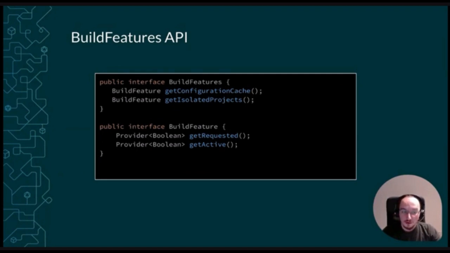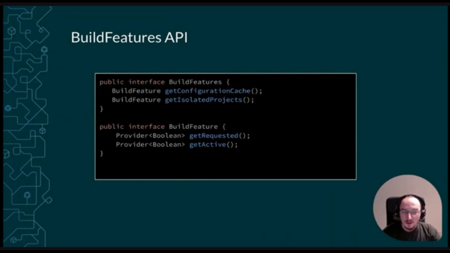So far, we only support providing the status of the configuration cache and isolated projects, but more can be added in the coming versions. For each build feature, you can see if it was requested and if it was active, which is not the same thing.